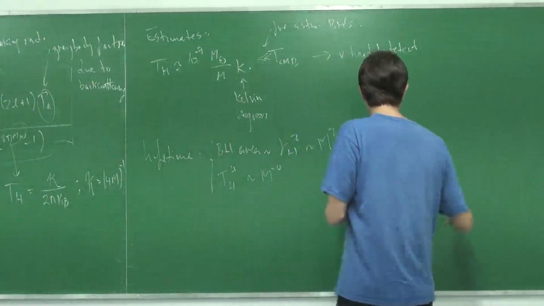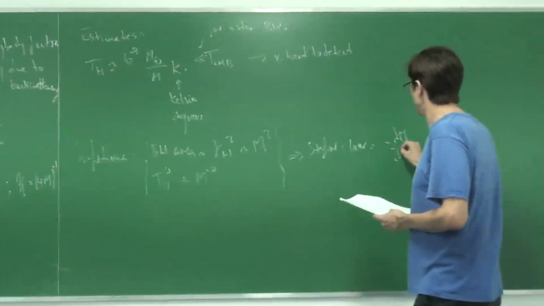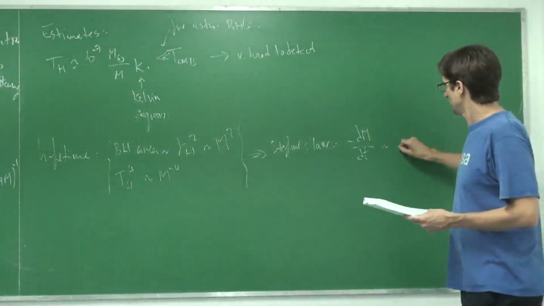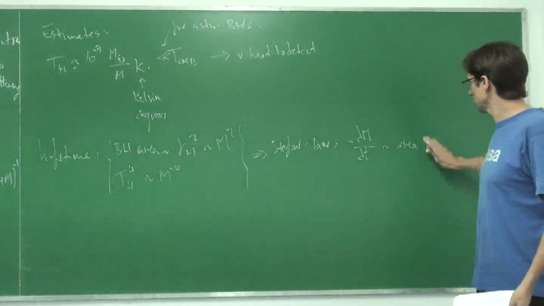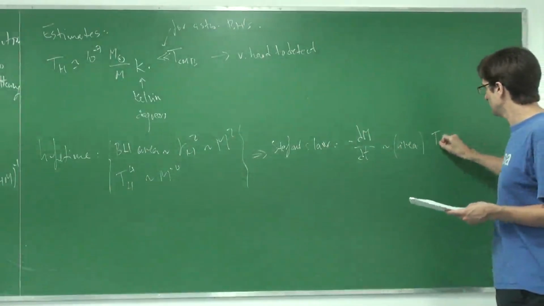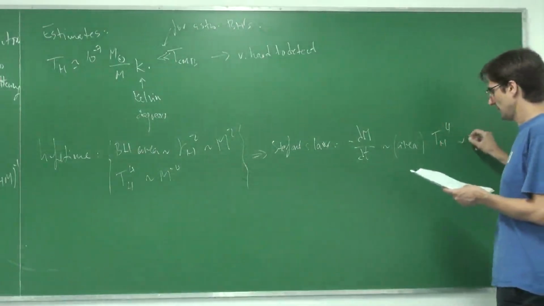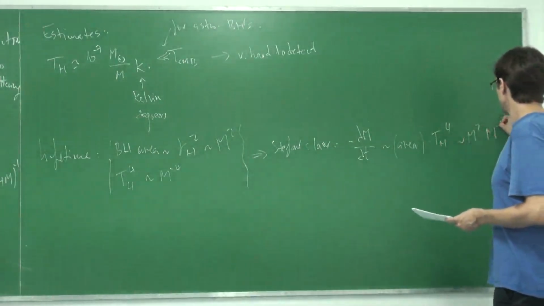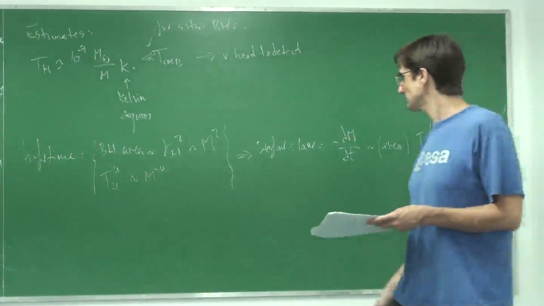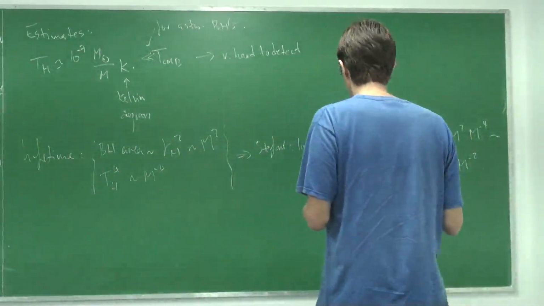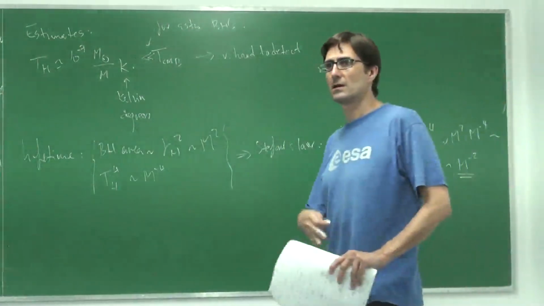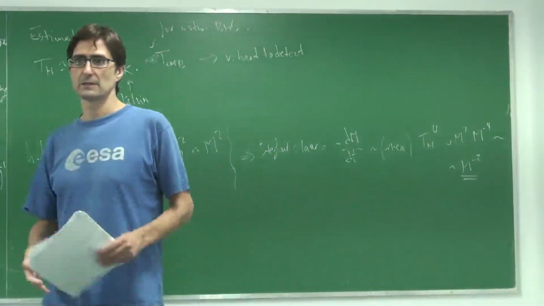From Stefan's law, you have that the luminosity, the flux of energy, I'm ignoring a constant factor here, goes like the area times the temperature to the 4, so that's m to the minus 4, and that goes like m to the minus 2. Okay, so as the black hole is getting smaller, the temperature is getting larger.